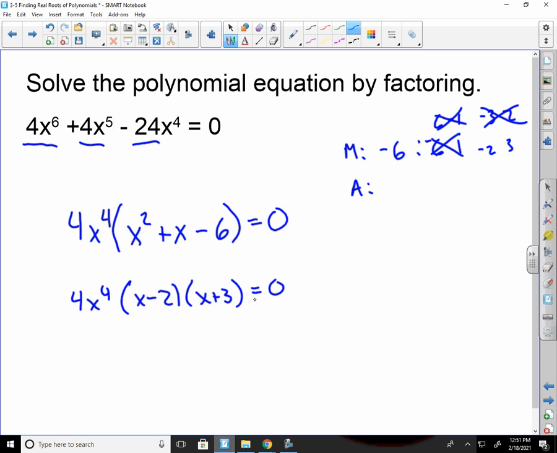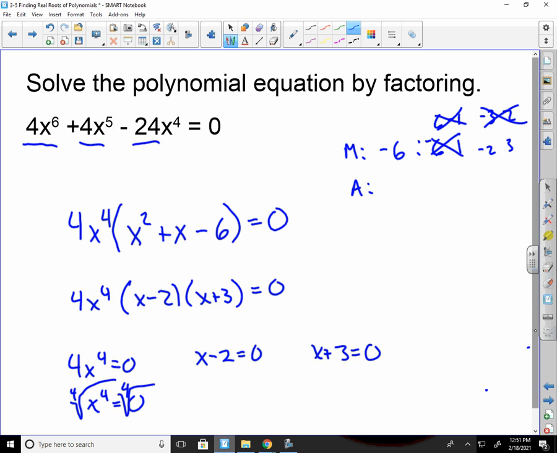Now I break each piece up. I'm going to set the 4x to the 4th equal to 0, x minus 2 equals 0, and x plus 3 equals 0. And now just solve for x. Divide by 4. It gives me x to the 4th equals 0. To get rid of my 4th power, I would take the 4th root.